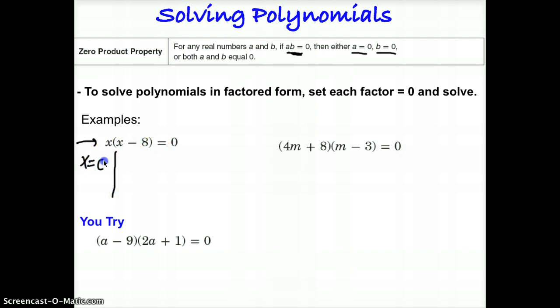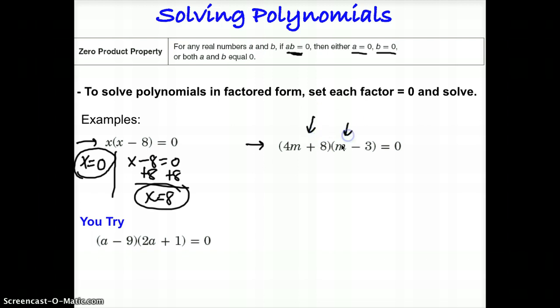Let's say, okay, x equals 0, that's one, or when x minus 8 equals 0. To solve that, you add 8 to both sides, you get x equals 8. Very simple. All right, the second example, 4m plus 8 times m minus 3 equals 0, that would equal 0 when one of these equals 0.